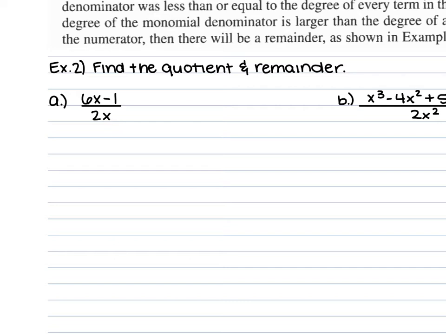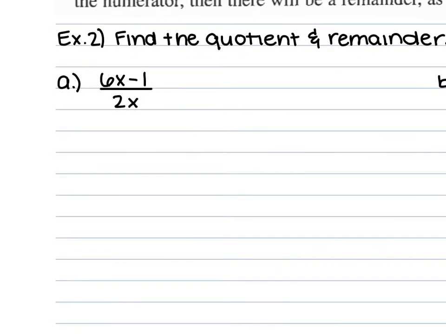So if we look at example A, we have 6x minus 1 over 2x. It's divided by 2x. So that 2x is going on the outside of our division house. That 6x minus 1 goes on the inside. So this is just another way of doing this.